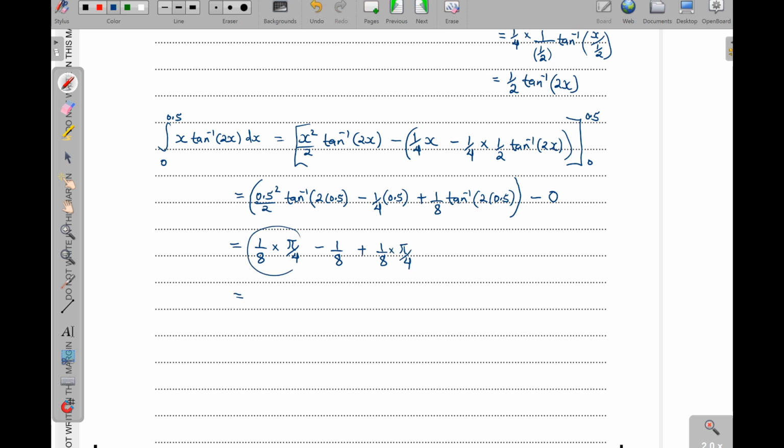Now, this and this are the same. So we have 2 times pi over 32. Then minus 1 over 8. So this one will be a 16. So we shall have pi over 16 because 2 goes into here 16 times. Then minus 1 over 8. This becomes our answer, the exact one they told us to find.